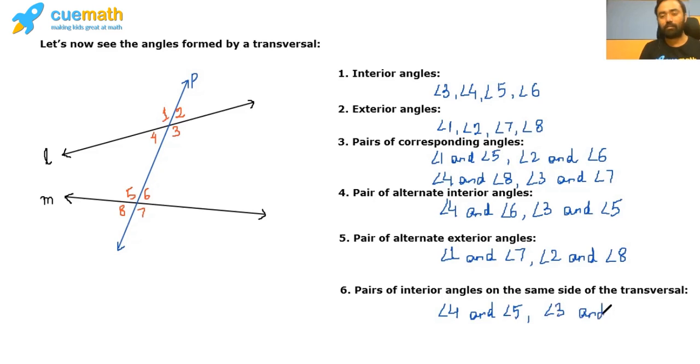and angle 6. So as the names of the categories suggest, you can easily categorize the position of these angles based on these definitions, and it's very important for us to identify these positions. So now let's move on to the next part.